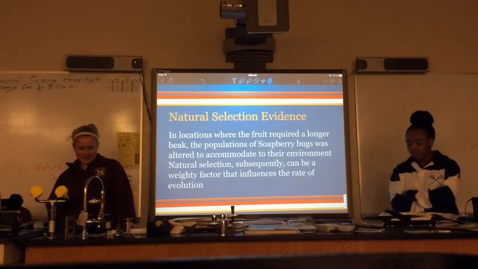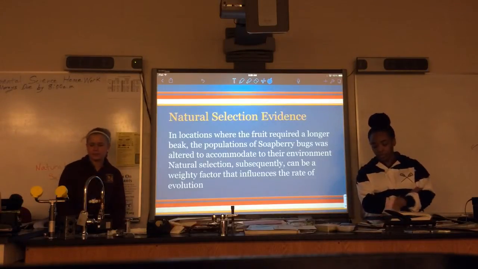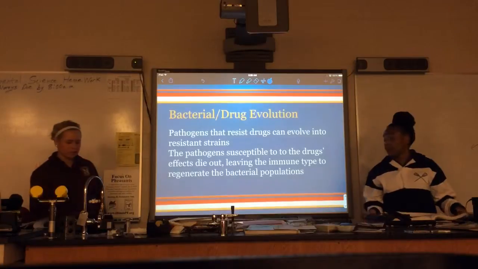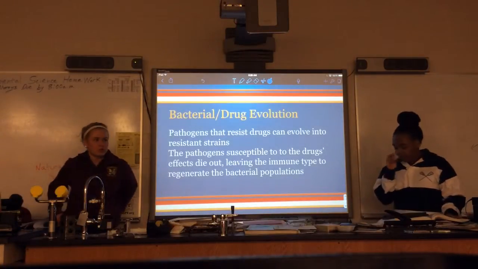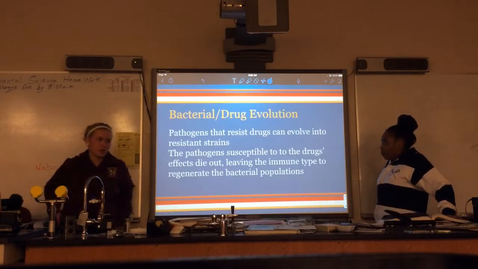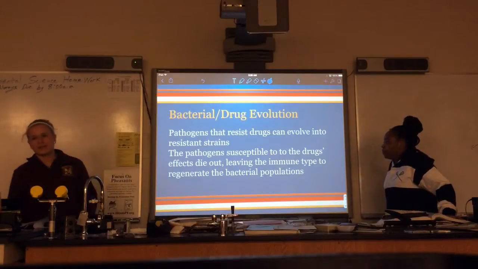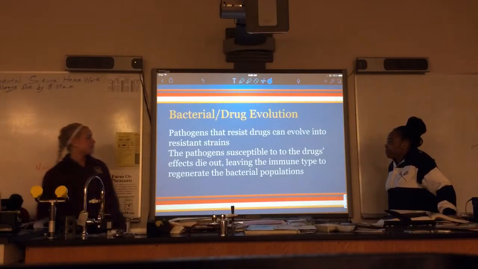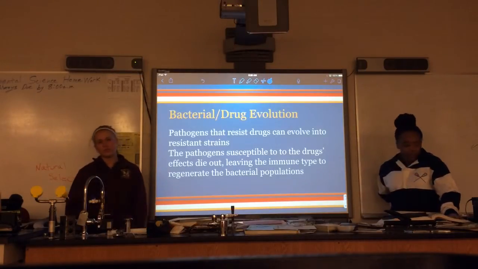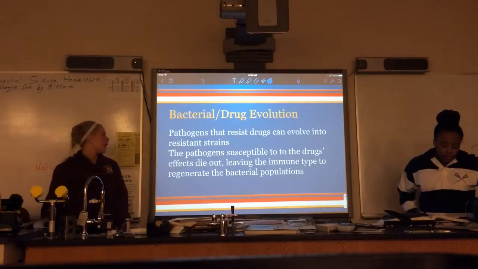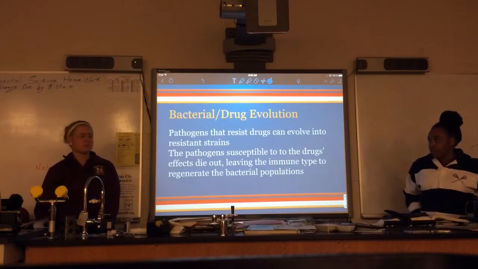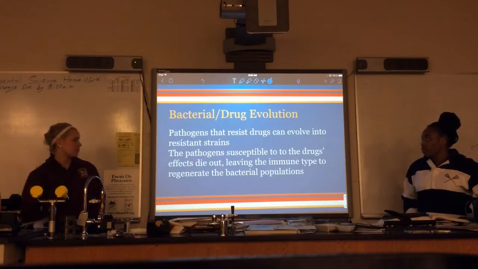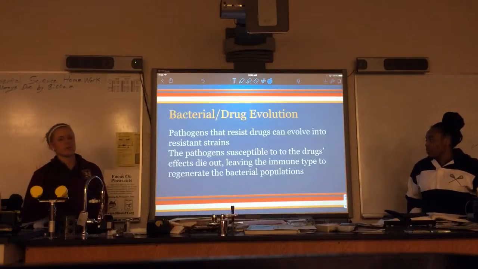Only population can. Now we'll look at an example that involves bacteria in relation to our drug usage, as in medication, and this is artificial selection. Pathogens that resist drugs can evolve into resistant strains, and the pathogens that are susceptible to the drug's effects die out, leaving the resistant type to regenerate the bacterial population.